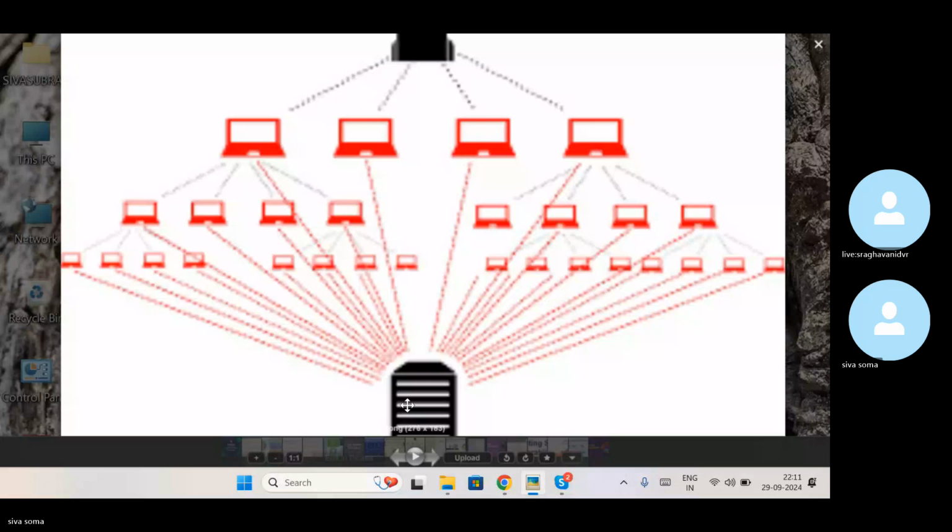This is called a bot. A combination of multiple bots is called a botnet. Multiple systems make a botnet, a bot network. Any doubts?